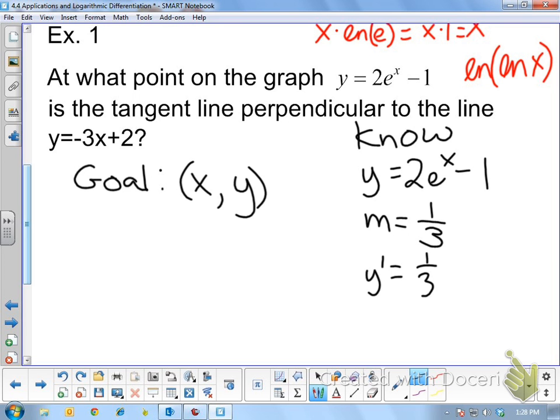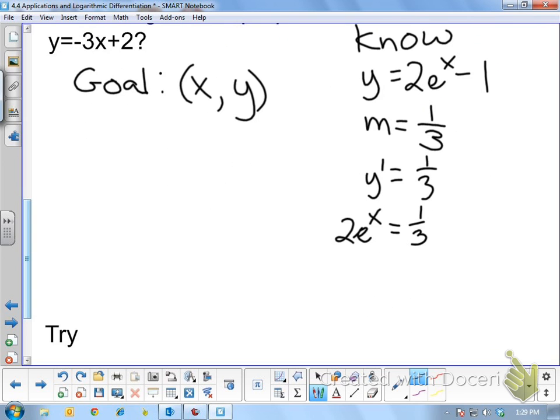So let's find y prime. What is the derivative of 2e to the x? First, what's the derivative of e to the x? E to the x. If there's a coefficient in front, it doesn't change anything. We still just take the derivative of e to the x, which is e to the x. So the derivative of 2e to the x is 2e to the x. What about the derivative of 1? 0. Don't write it in. So we get 2e to the x equals 1/3.